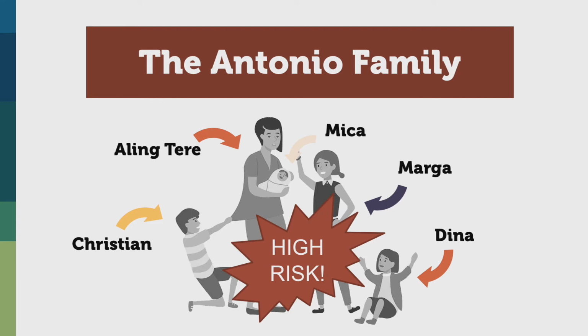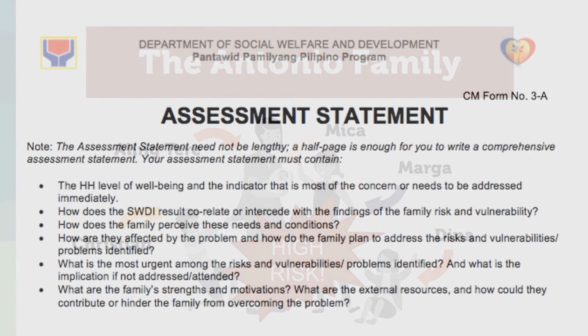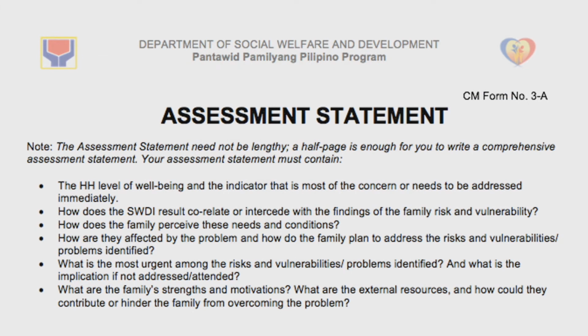Now that we are well aware of the family risk and vulnerability assessment tool, let's move on to the next part. The output of the assessment and analysis stage is the case assessment statement. Once you have gathered pertinent information about the family, you are now ready to formulate your case assessment statement. To guide you in formulating the case assessment statement, here are the 3 components by McMahon.